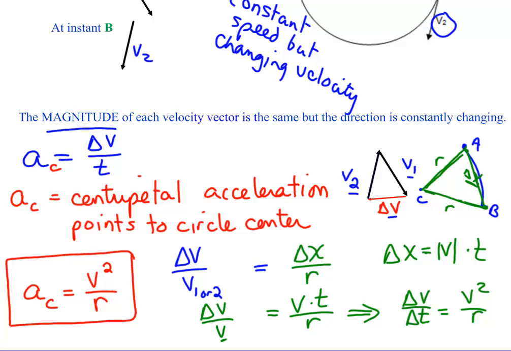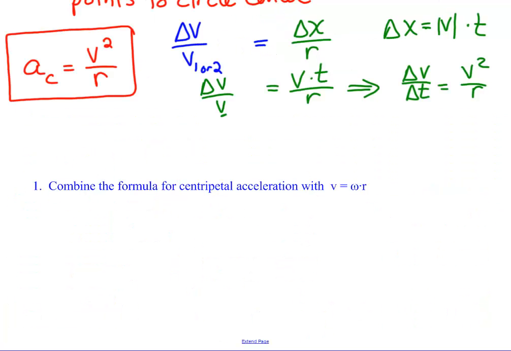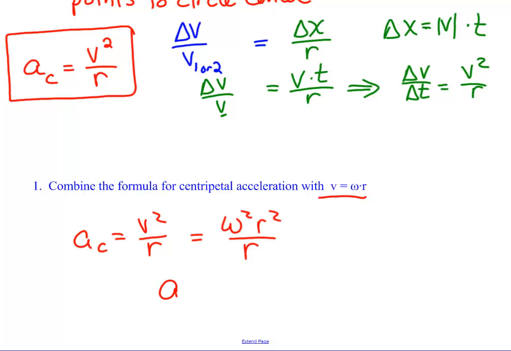And so there's another equation that we will be working with. Now if I combine that with the definition of velocity, then I can get it in terms of angular velocity as well. So I'm going to take my new centripetal acceleration equation, and I use this equation. So in place of v, I'm going to put omega times r. So my centripetal acceleration, in fact, equals my angular velocity squared times the radius.